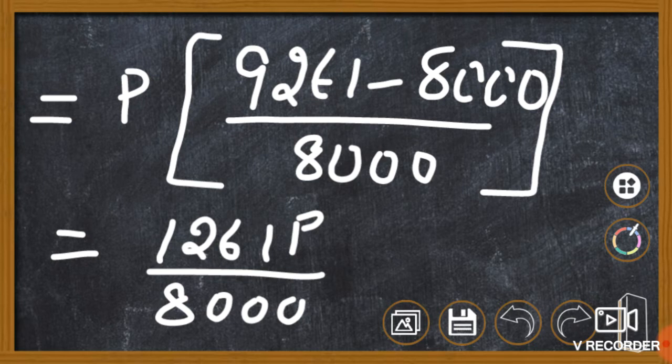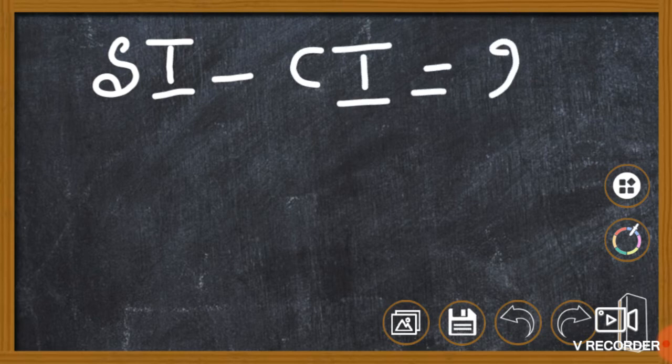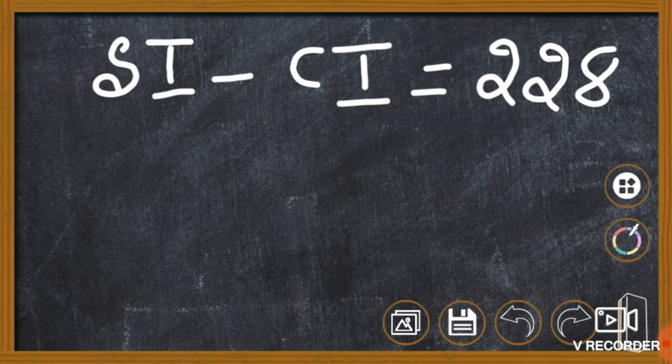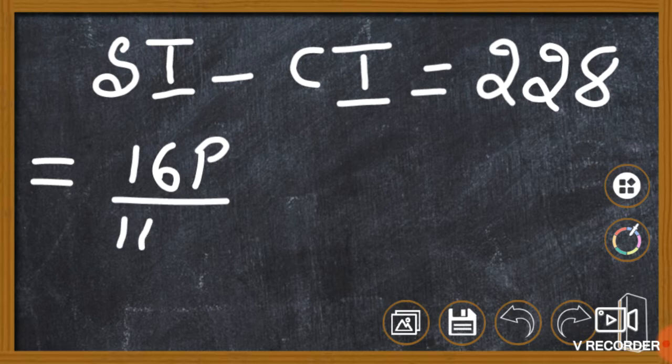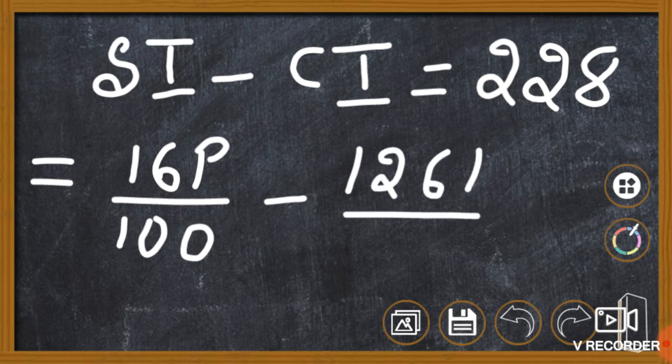2 steps are over. In the third step, find the difference between simple interest and compound interest. Its difference is equal to 228. This is the information given in the question. Simple interest, what we have calculated in the first step, is 16P by 100. We have not simplified. Why? Because it is easy to do the calculation if the denominators are 100 and 10. And the compound interest is calculated as 1261P by 8000.